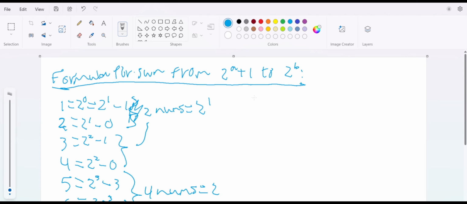And starting at 9, I don't have to write them all out for you guys, but starting at 9, that's equal to 2 to the fourth minus 7. And this continues to 2 to the fourth minus 0, which is 16. Am I getting this right? Yeah, that's okay. So that's 2 to the 4 minus 0.